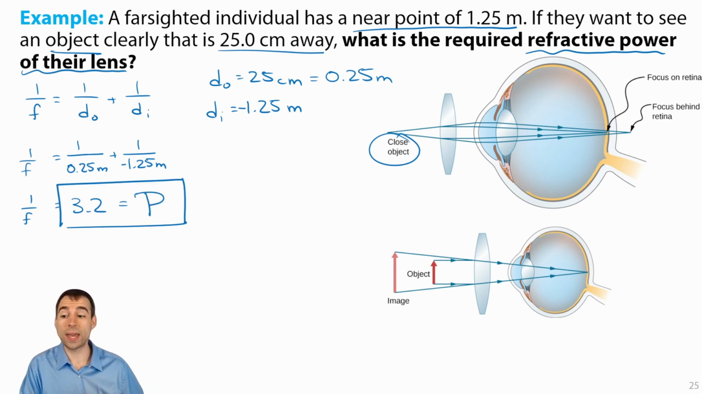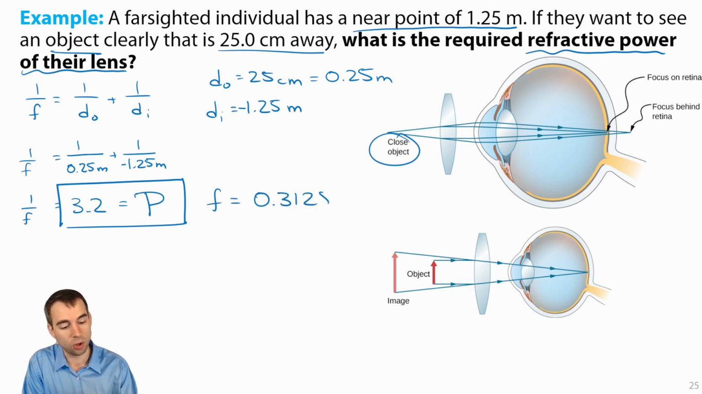And so in this example, we get 3.2 for our refractive power for our lens, and we could solve for a focal length if we needed to, but those are just inverses of each other. So we've solved for the power of this lens that would allow us to focus on an object that is very close. Let's just go ahead and double check that that object is indeed in front of the focal length. The focal length is 0.3125 meters, or about 31 centimeters, and that means that our object is in front of the focal length, and that means that we will get a virtual image for this converging lens.